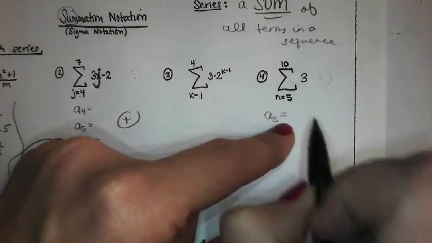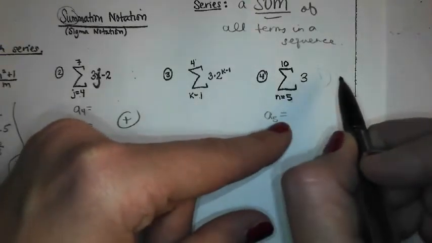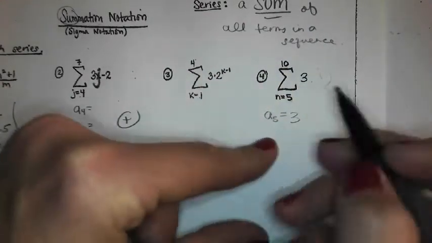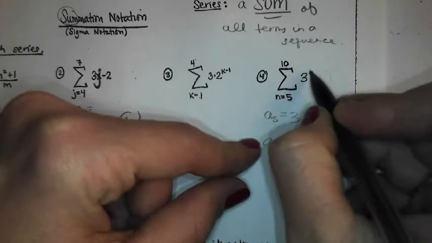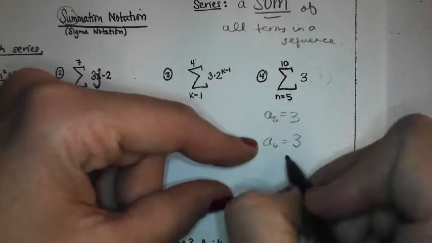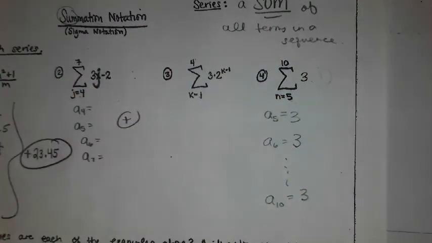Oh, sorry. If you're trying to plug in a 5 for an n and there's no n to plug it in for, then you're just going to get 3 when you plug in a 5. When you plug in a 6 and there's no place to plug in a 6, you're still going to get a 3. All the way through a sub 10, when you plug that in, you're still going to get a 3. This is kind of a trick question. It's not really meant to be. It's just, unfortunately, what happens with numbers.